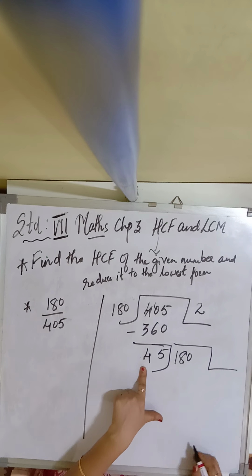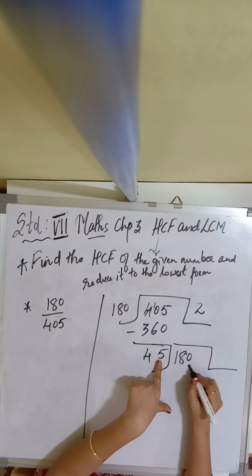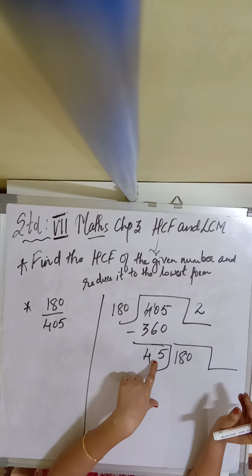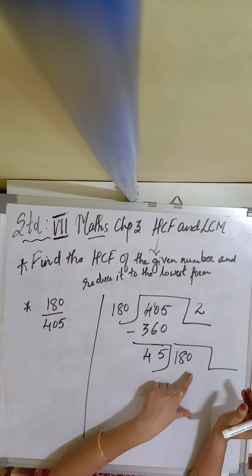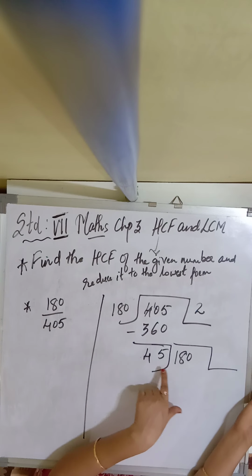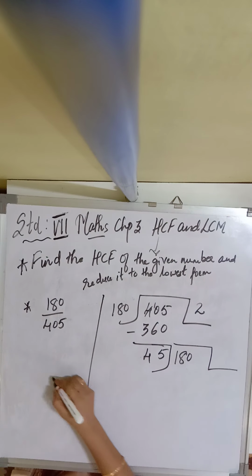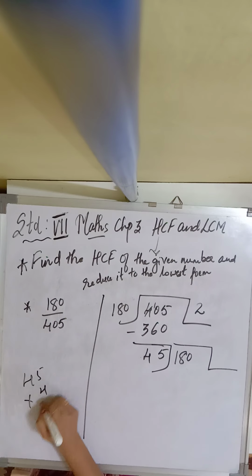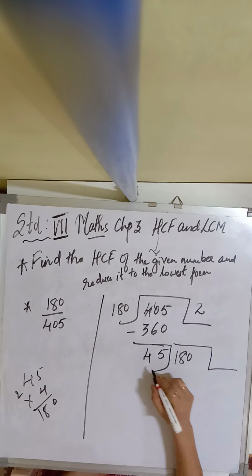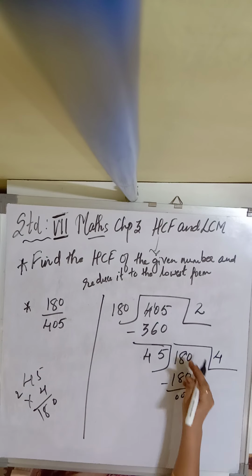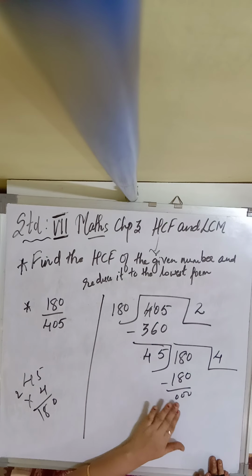Now 45 ones are 45. Here you can see the last digit is 0. So by which number do we multiply 45 so that the last digit is 0? We know if you multiply 45 by 4, 4 fives are 20, and you get 180. So 45 fours are 180, and you have to divide till the remainder comes 0. Yes or no, children?